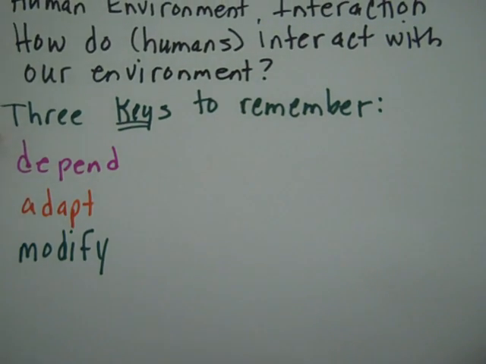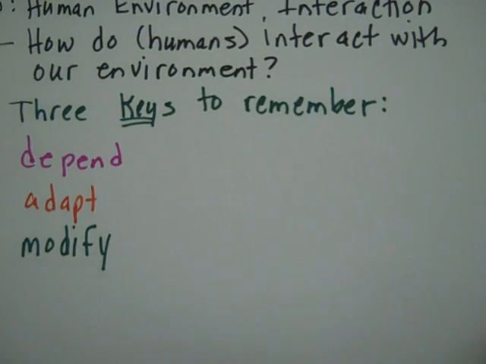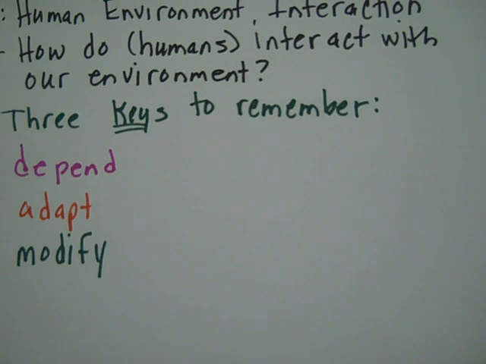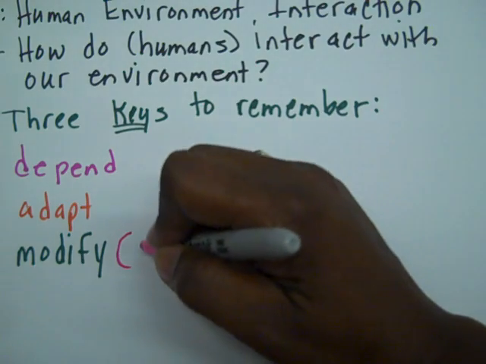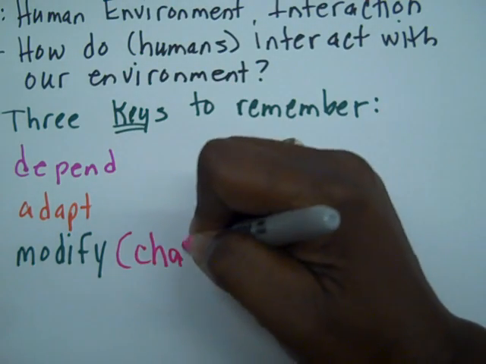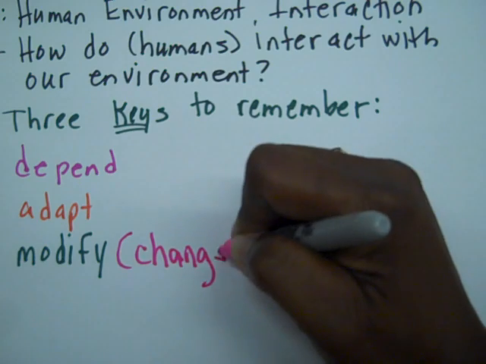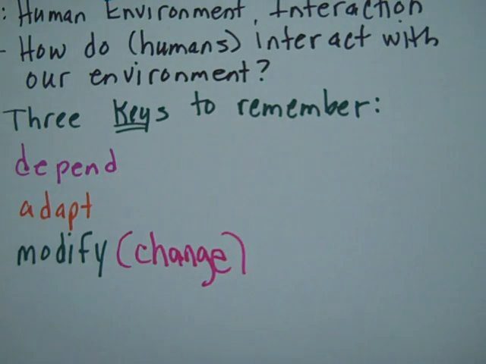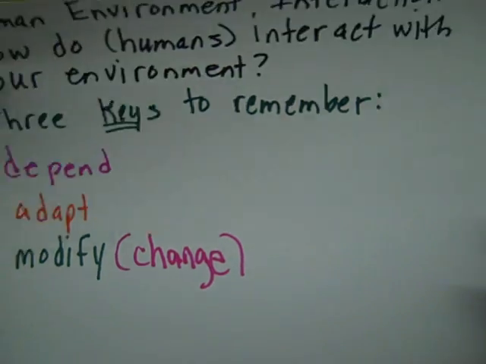Now, there are several things that people do to change the environment, and it's always a question that we need to answer. So remember, in talking about human-environment interaction, ask yourself 3 questions. How do humans depend on the environment? How do they adapt to the environment? And how do they modify, or change, the environment? Do they build irrigation systems, or do they cut down trees so they can have more space?